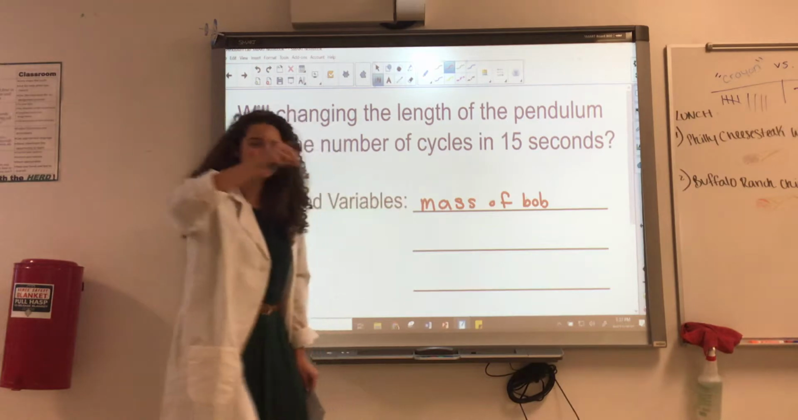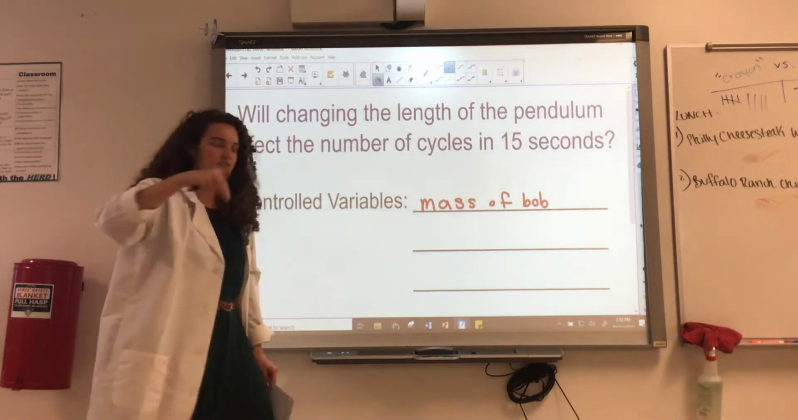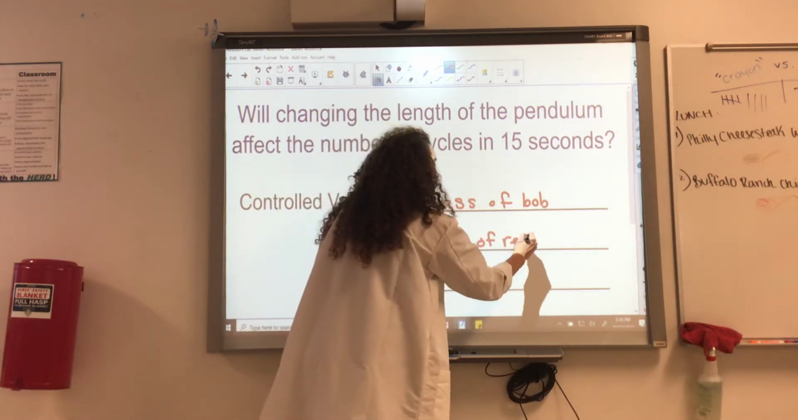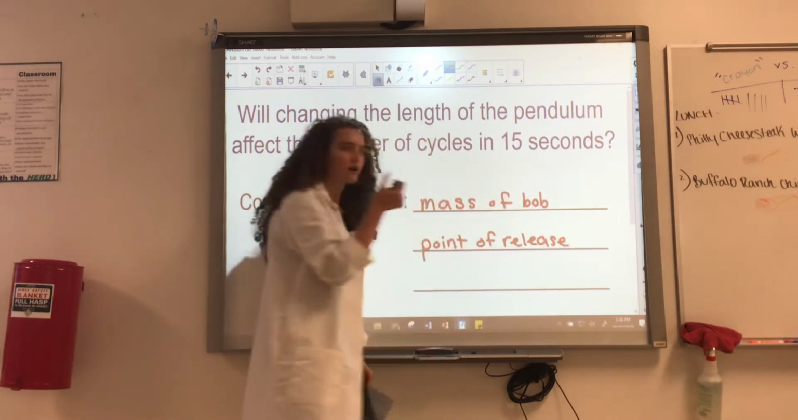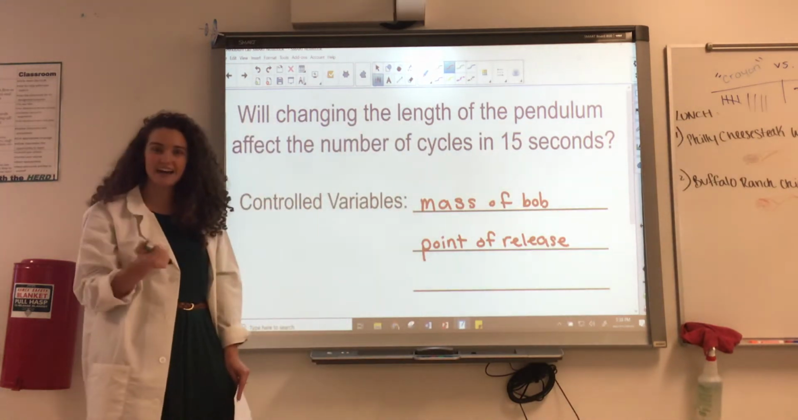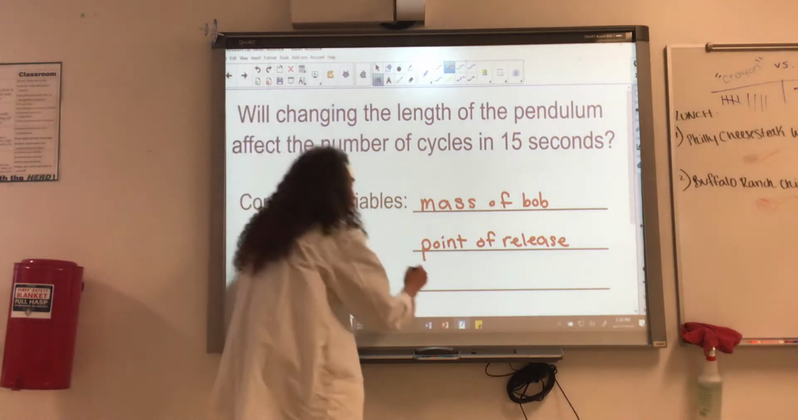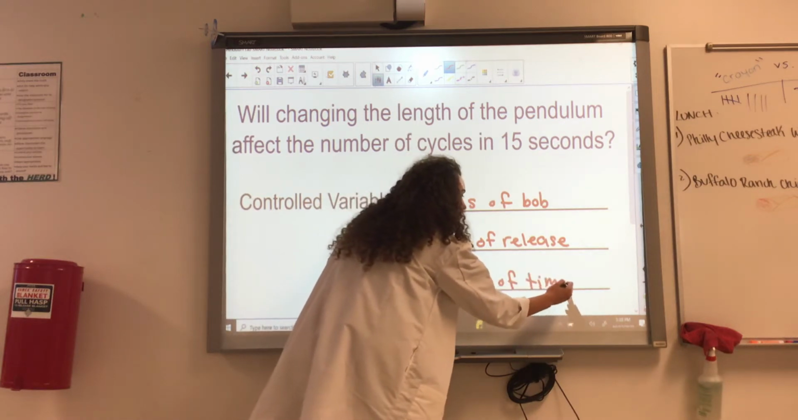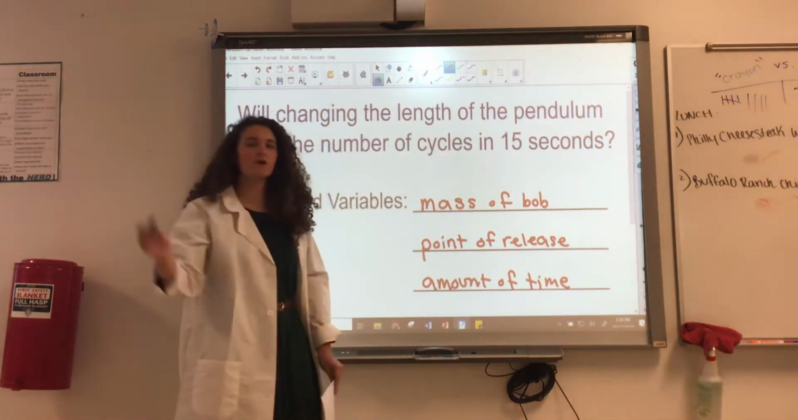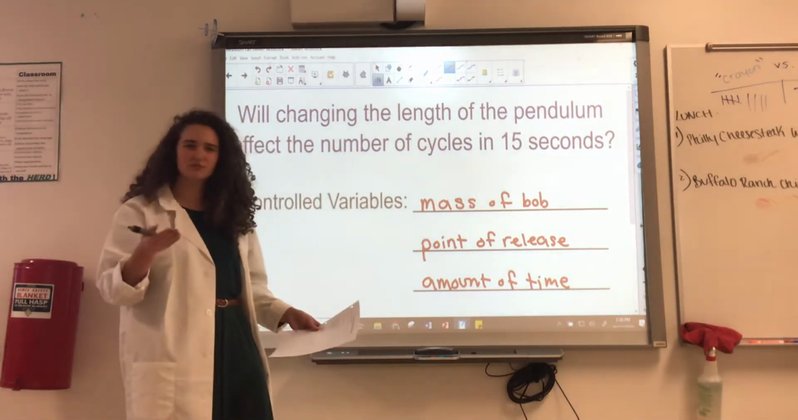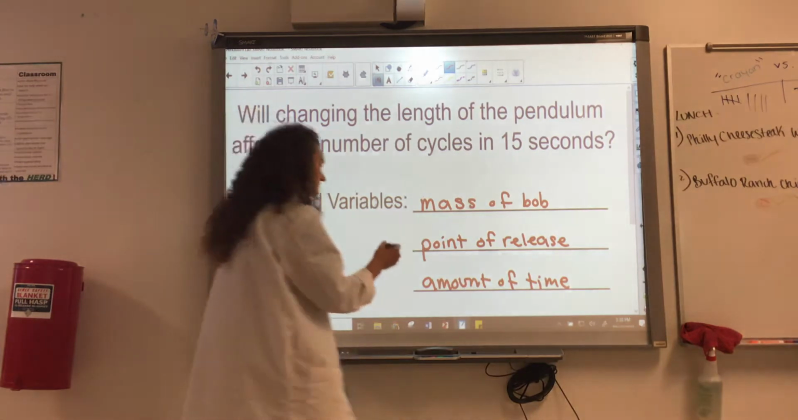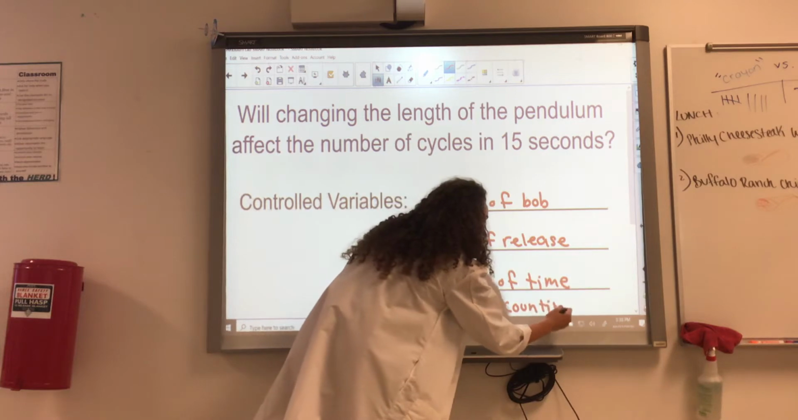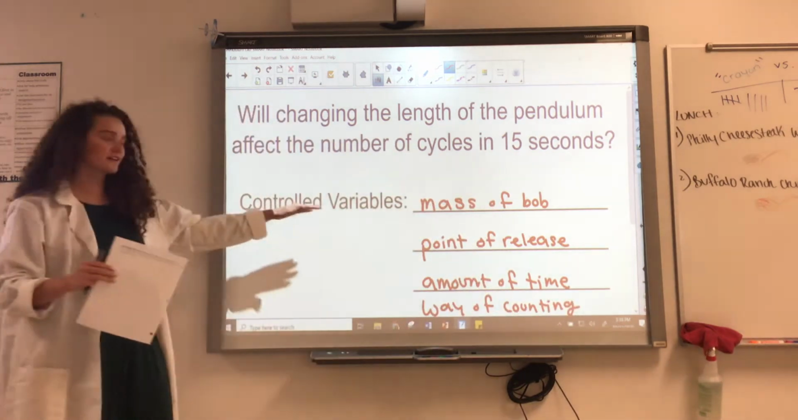We also want to make sure to release the pendulum from the exact same spot each time. So the point of release. We want to count cycles for the exact same amount of time for each trial. So amount of time. And we want to count cycles in the same way, back and forth. If we counted in a different way each time, then we wouldn't be able to understand our data. Make sure to add your control variables to your list as well.